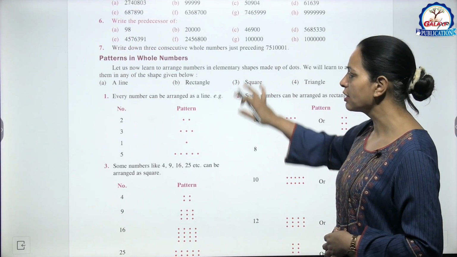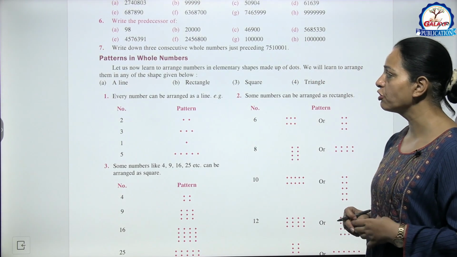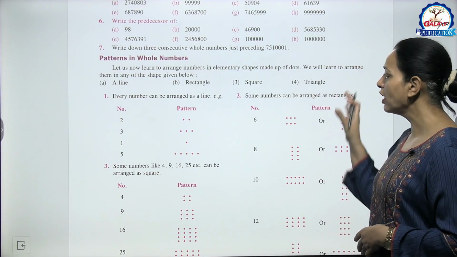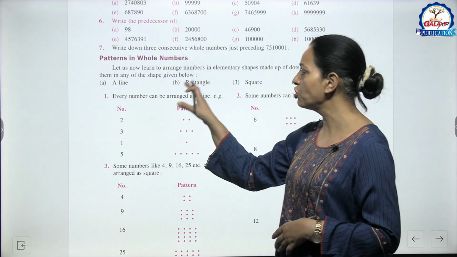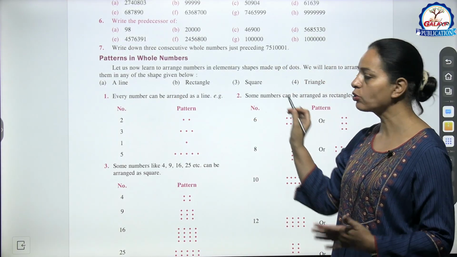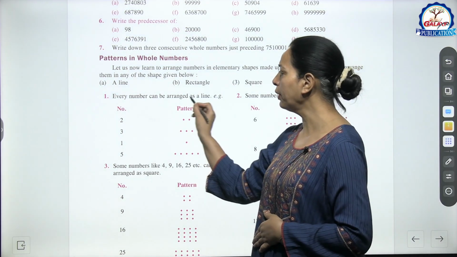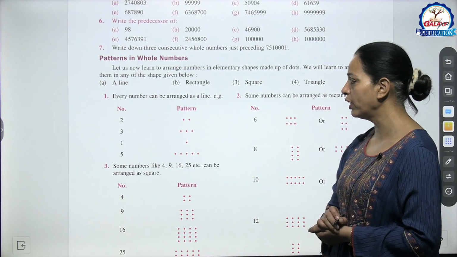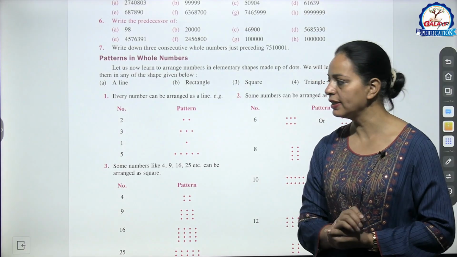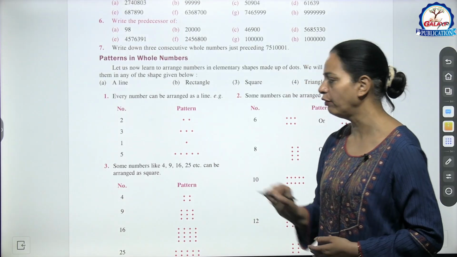Now come to next, patterns in whole numbers. Let us now learn to arrange numbers in elementary shapes made up of dots. We will learn to arrange them in any of the shape given below. A part, a line, B rectangle, C square and D triangle. So now the first, every number can be arranged as line. For example, like here number 2, we can make like this. 3, 1, 2, 3, 1 dot, 5 and 5 dots.